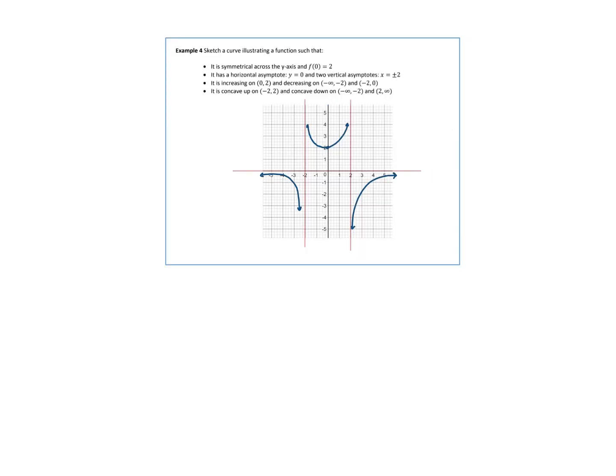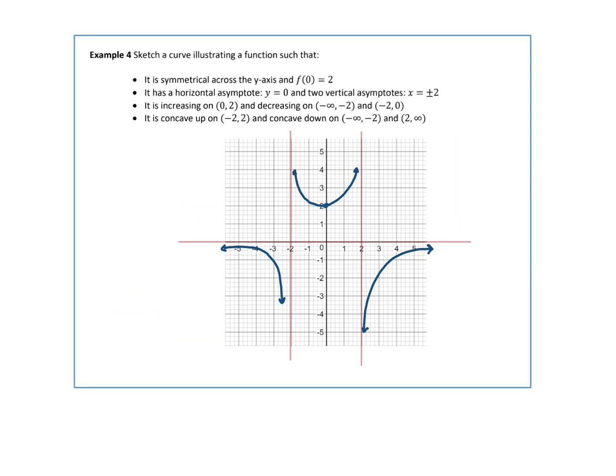All right, this one, let's see. Symmetric across the y-axis, f of 0 is 2, so that's good. Horizontal asymptote, y equals 0, and vertical asymptote, so definitely draw those two. Increasing from 0 to 2. And decreasing from negative infinity to 2, and then negative 2 to 0. So negative 2 to 0 like that.